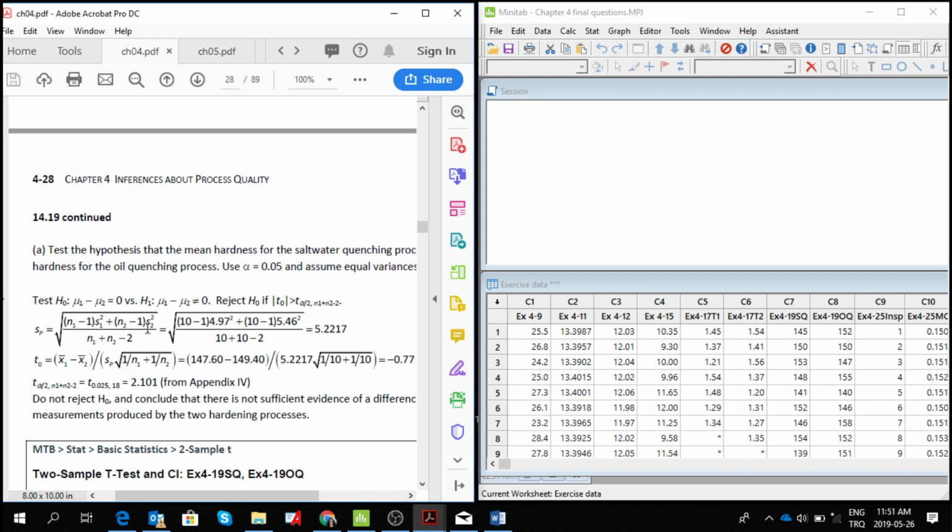And here, this is about the mean hardness for the two processes, oil and salt water processes, and mu1 and mu2 could be equal to each other or not. So our alternative hypothesis is going to be they are different from each other. And we know that we reject H0 if |T0| is greater than t alpha over 2, n1 plus n2 minus 2. But how do we know that this is a t-test?